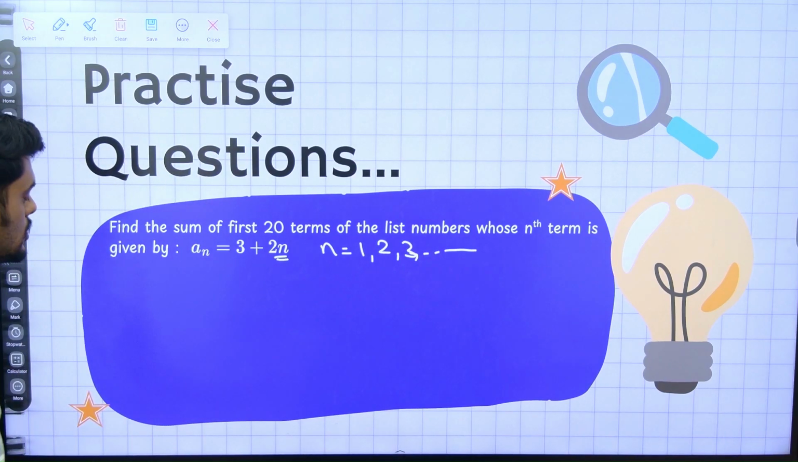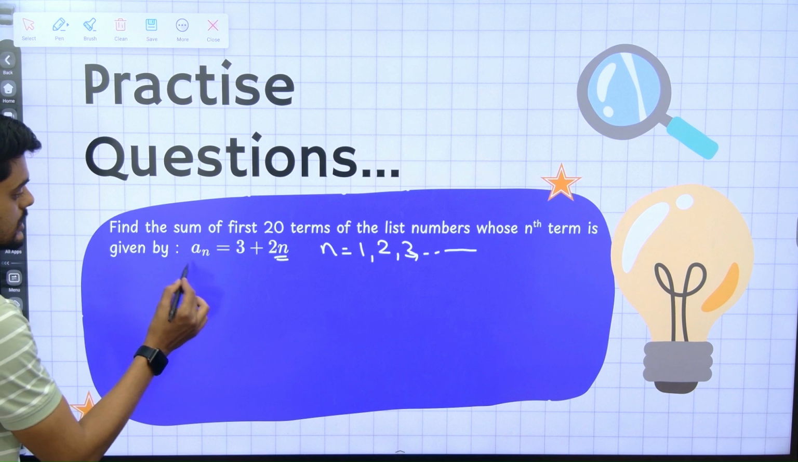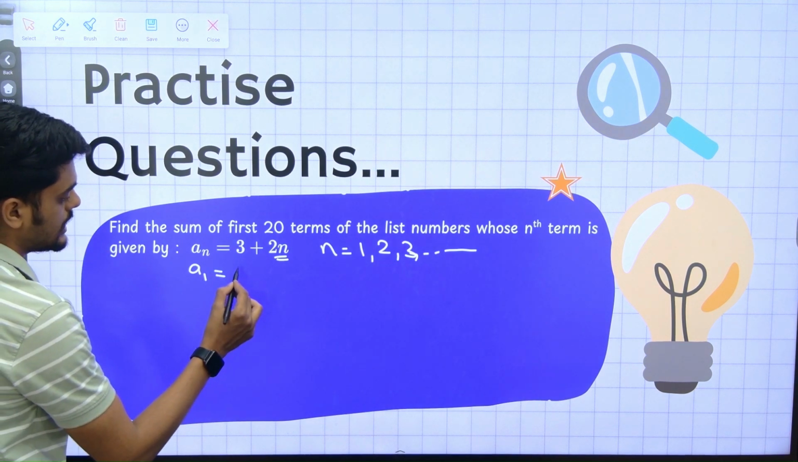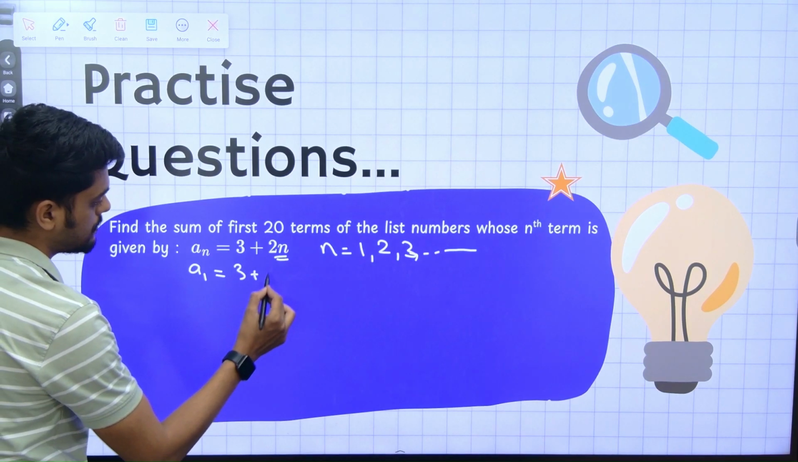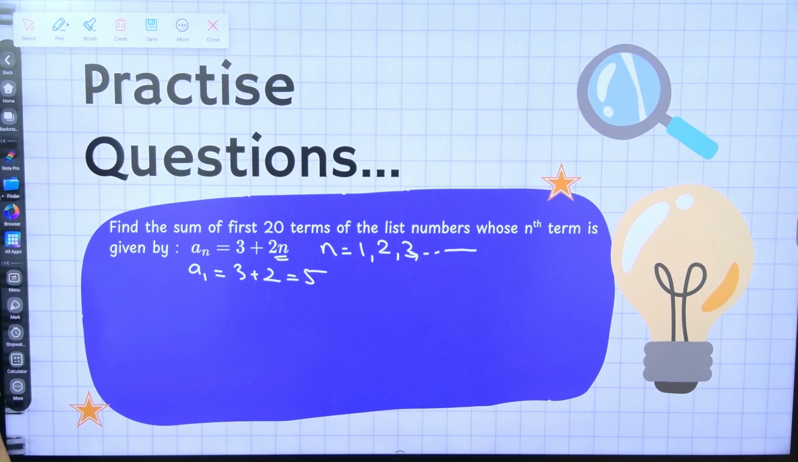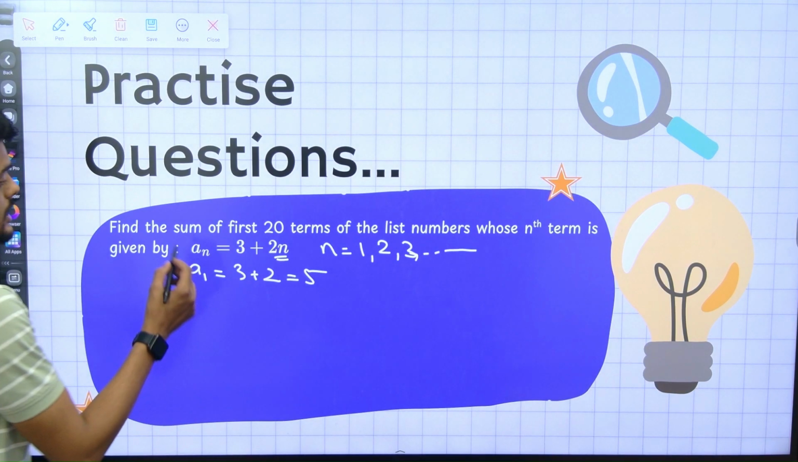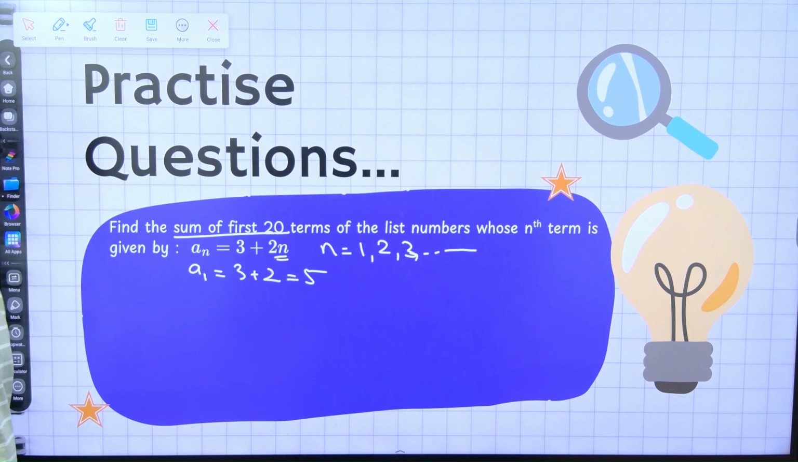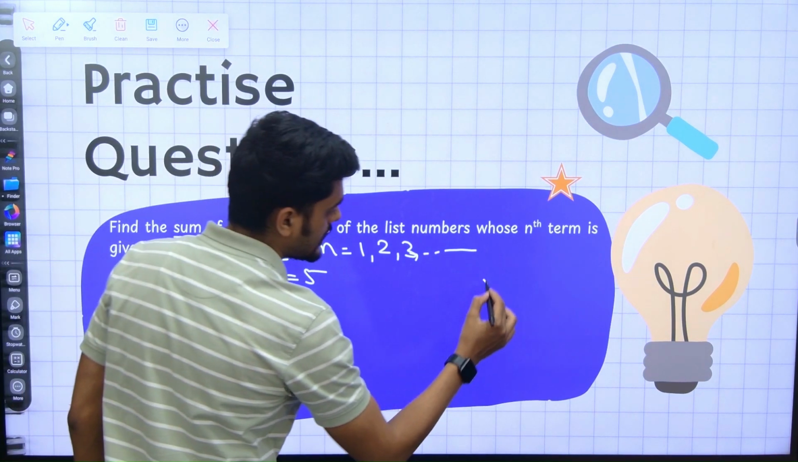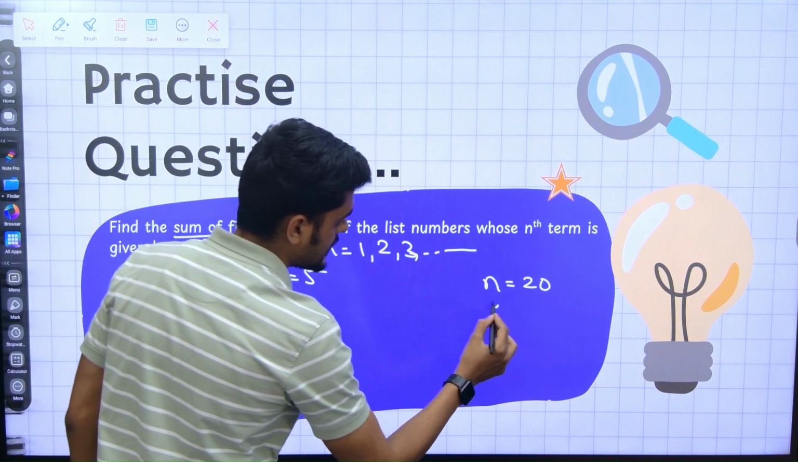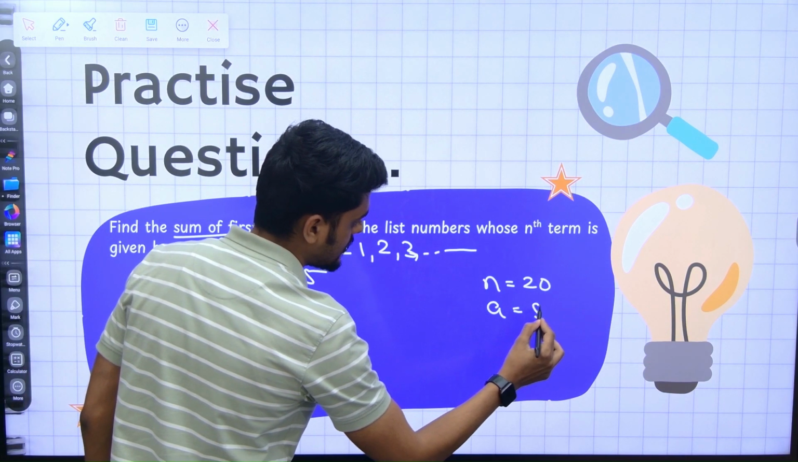So we just need to calculate the first term. It's going to be 3 plus 2, that is equal to 5. Now, what we need to do is calculate the sum of first 20 terms. So we have got n as 20, and we have got a as 5.